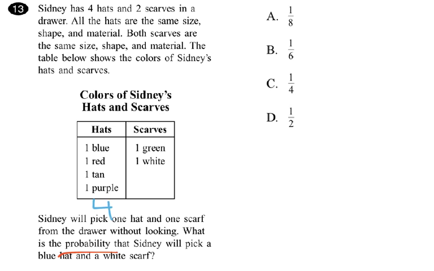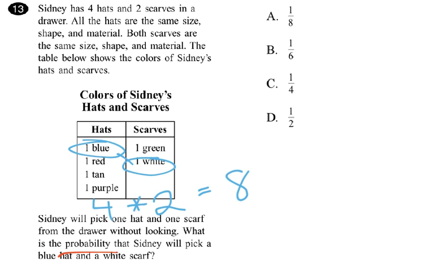If we know that we have 4 hats and we know that we have 2 scarves, a quick little trick to see the total amount of combinations that Sydney would have in this case would be to multiply them together. So we should know that there are 8 total combinations here. How many of those combinations would give us a blue hat and a white scarf? There's only one option there.